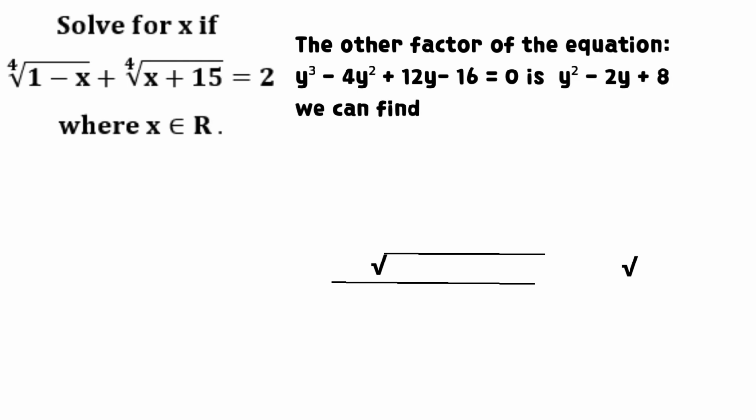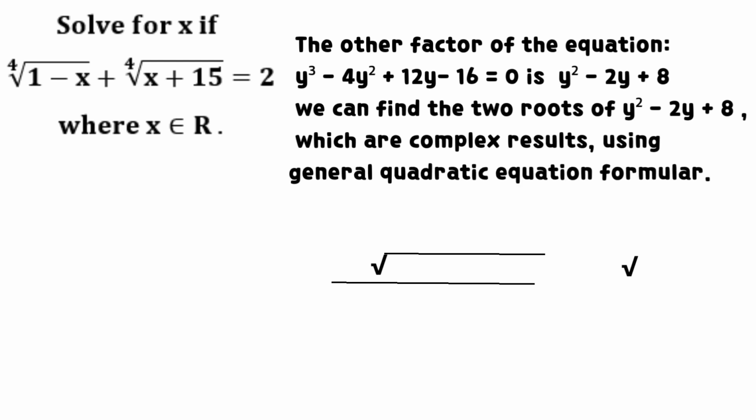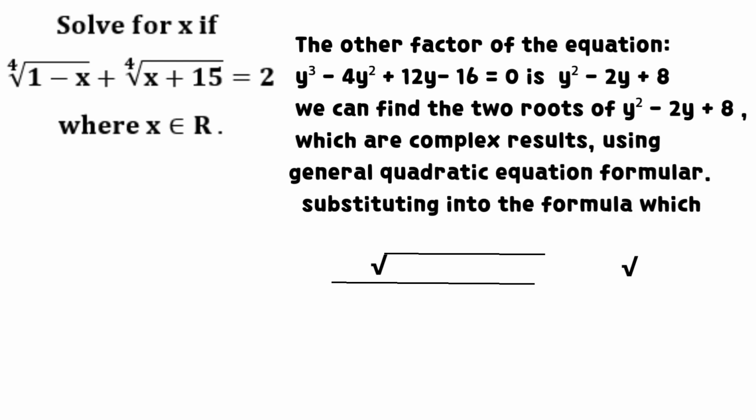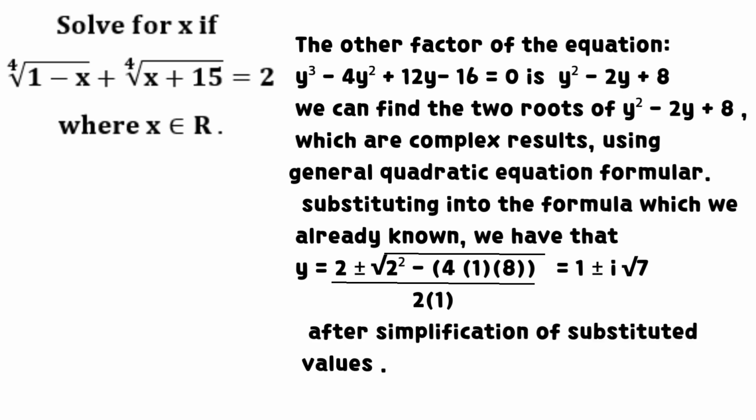The other factor of this equation, the cube of y minus 4 times the square of y plus 12 times y minus 16 equals 0, is the square of y minus 2 times y plus 8. We can find the two roots of the obtained quotient, which are complex roots, using the general quadratic equation formula.